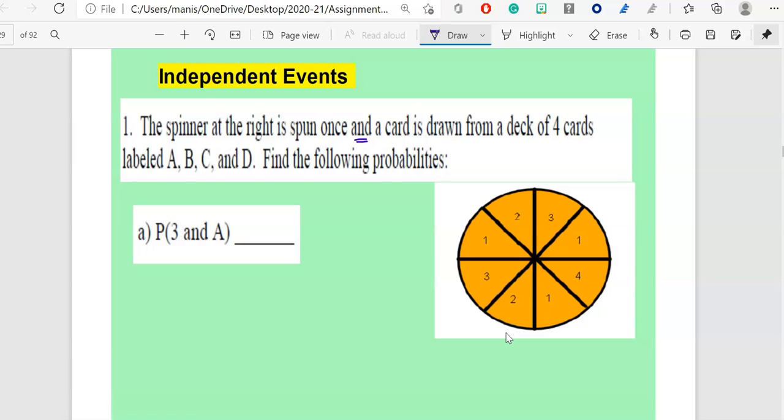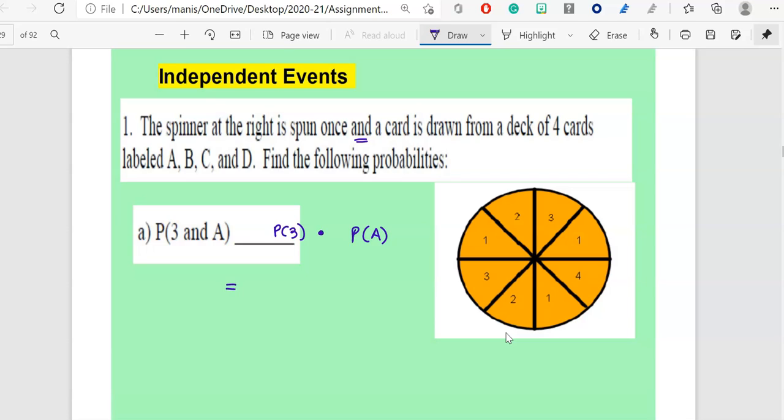First of all, two things to keep in mind: a spinner is a different entity, and a deck of cards is a different entity. Find the following probability. First of all, I will find the probability of getting a 3 on the spinner, and I will multiply this by the probability of getting an A from a deck of 4 cards. So let's start with this.